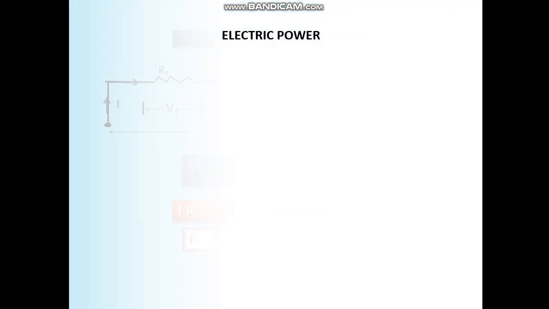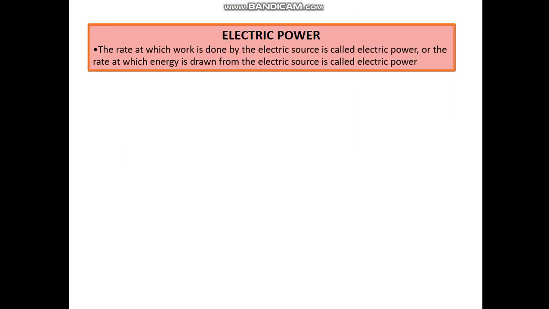Now let us talk about power. Power is nothing but rate of doing work. So we have the rate at which the work is done by the electric source is called electric power, or the rate at which the energy is drawn from the electric source is called electric power. Now let us frame an equation.